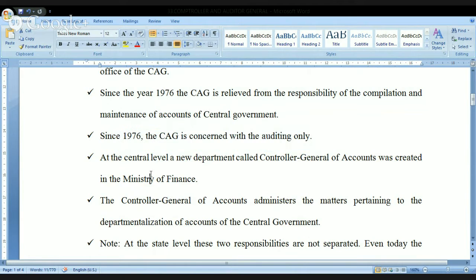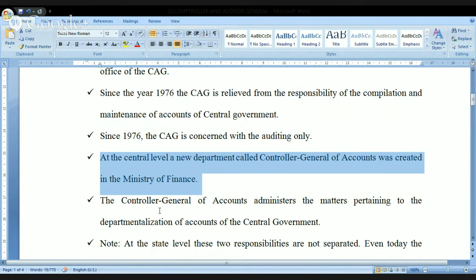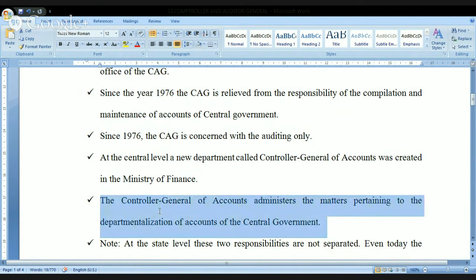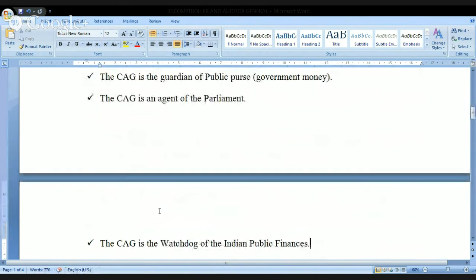At the central level, a new department called Comptroller General of Accounts was created in the Ministry of Finance. This is something different here, CGA. The Comptroller General of Accounts administers the matters pertaining to the departmentalization of accounts of the central government. So now these accounts will be taken care of by this CGA, but auditing will be taken care of by the Comptroller and Auditor General. Look at this.